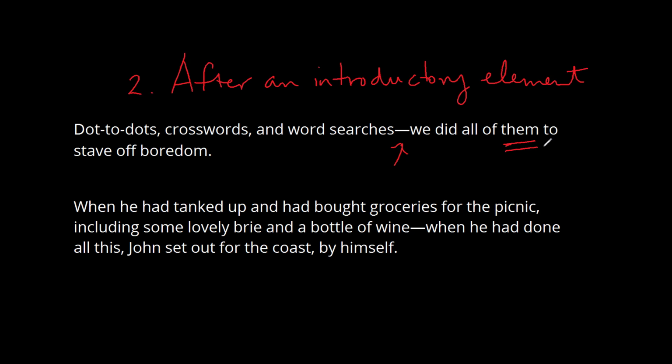So this one reads, when he had tanked up and had bought groceries for the picnic, including some lovely brie and a bottle of wine, and you can see how the sentence is going off track there, then the dash comes in. And then after the dash, we refocus. And we do that by repeating the conjunction that we started with. So when he had done all this, that reminds us of how we started. When he had done all this, and this again also repeats kind of what came before, John set out for the coast by himself. Kind of a sad ending to the story there.